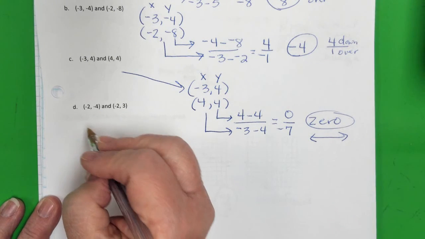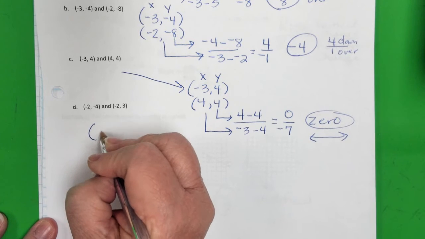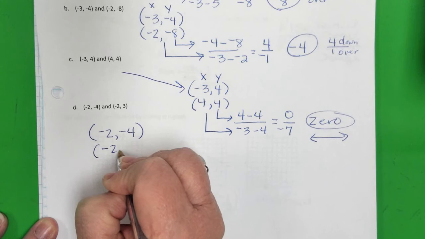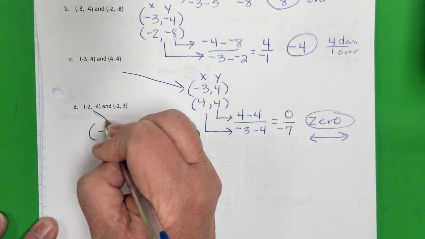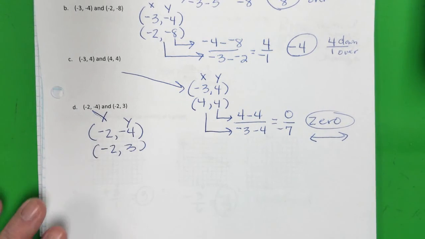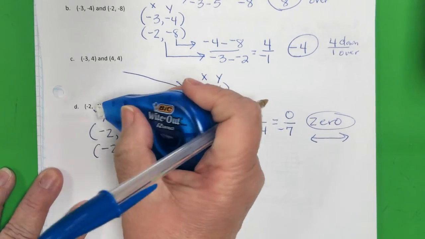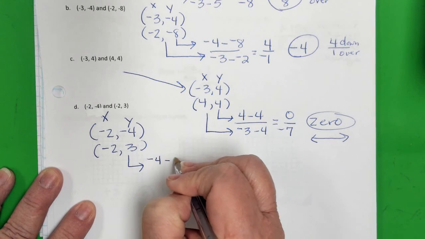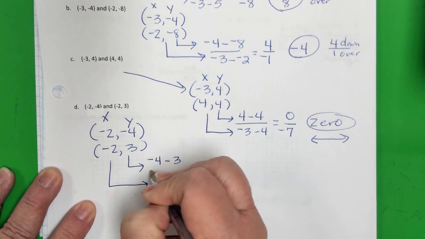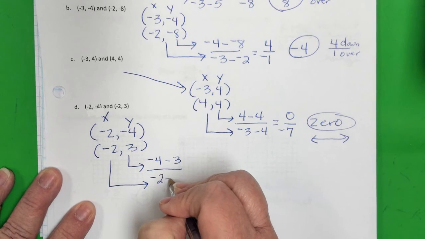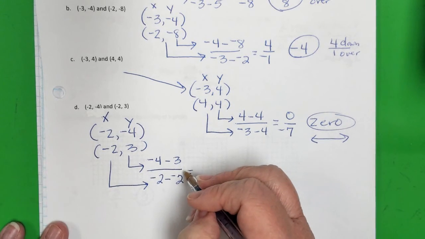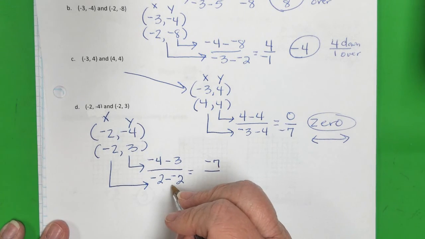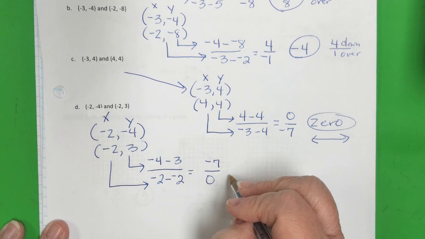Our last set of ordered pairs, -2, -4, and -2, 3. Remember, these are x, whoops, these are y's. Sorry about that. Subtracting the y's first, -4 minus 3. Subtracting our x's, -2 minus -2. -4 minus 3 is -7. -2 minus -2 is 0.